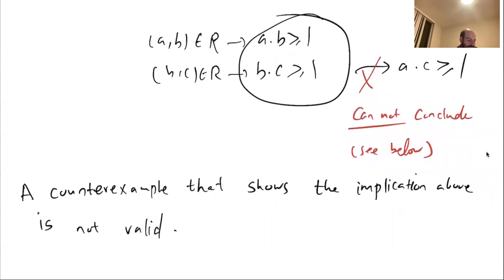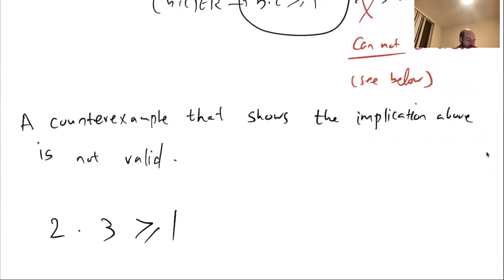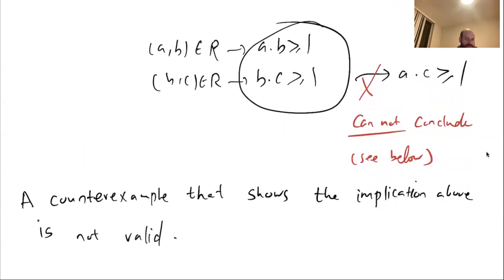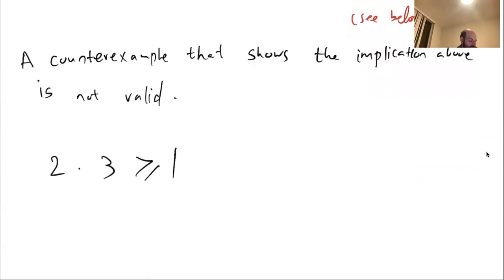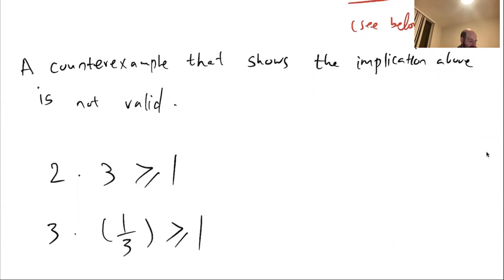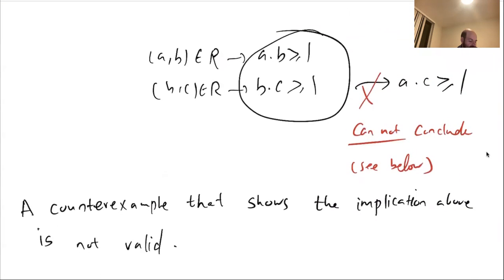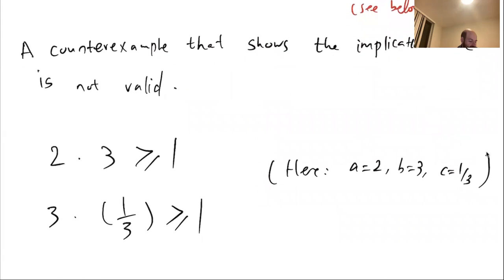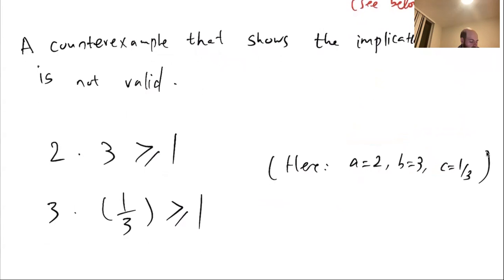So let's say, for example, 2 times 3 is bigger than or equal to 1, right? If I choose my A to be 2, B to be 3, 2 times 3 is bigger than or equal to 1. Now 3 times 1 over 3 is also bigger than or equal to 1. So here A is 2, B is 3, and C is 1 over 3. So 2 times 3 is 6, bigger than or equal to 1. 3 times 1 over 3 is 1, bigger than or equal to 1.